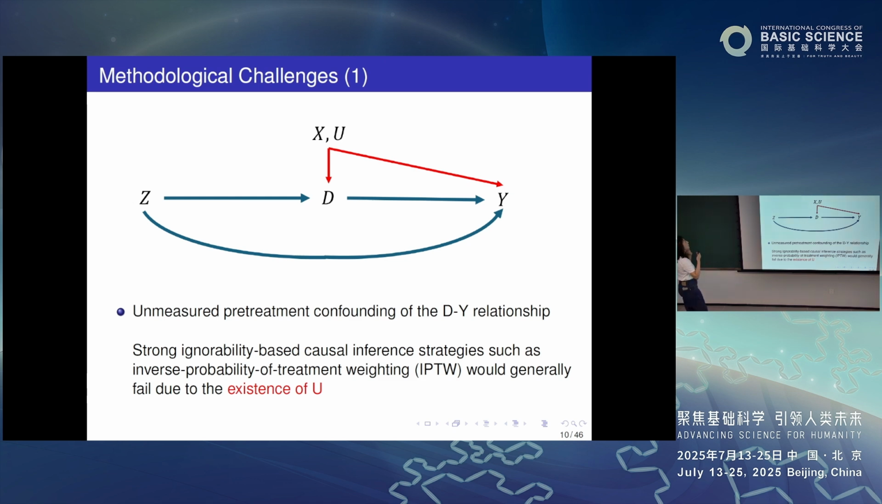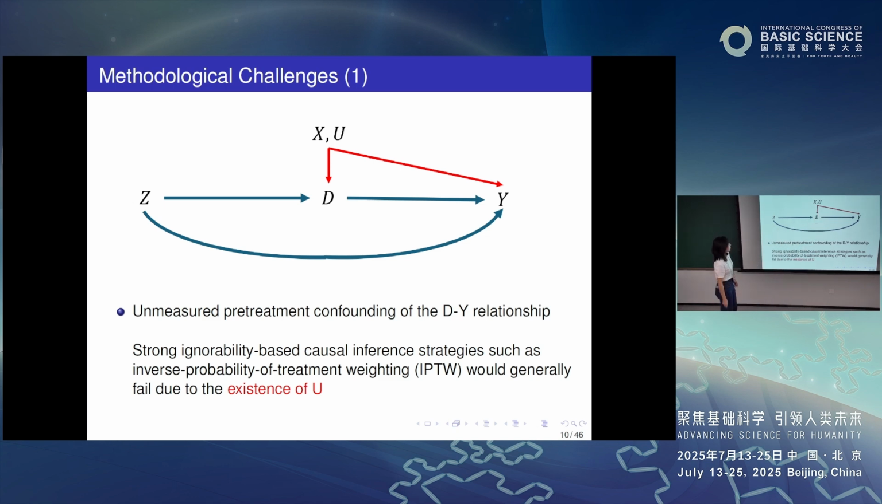Now here are our methodological challenges in dealing with the causal effect estimation. First, as we said, people switch for some reasons, and some are measured and some are not. So you may have confounders between the D-Y relationship: some of them are measured, which we denote as X, and some of the reasons are not measured, which we denote as U. U is unmeasured.